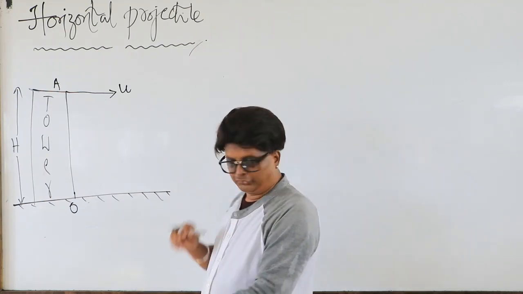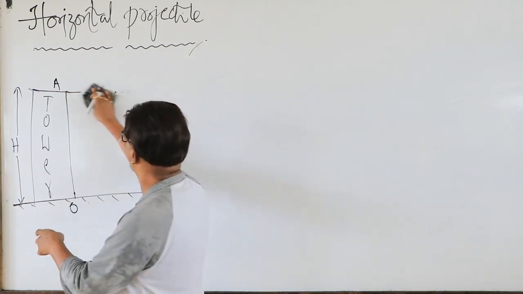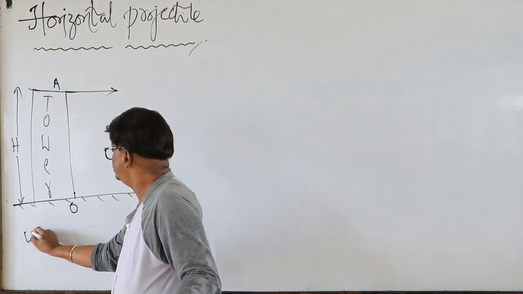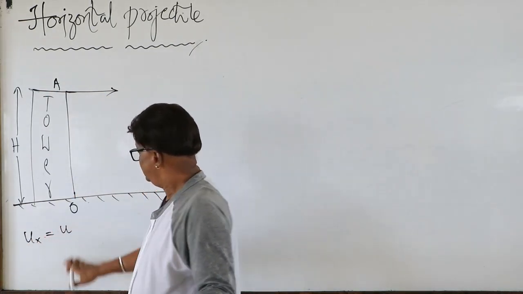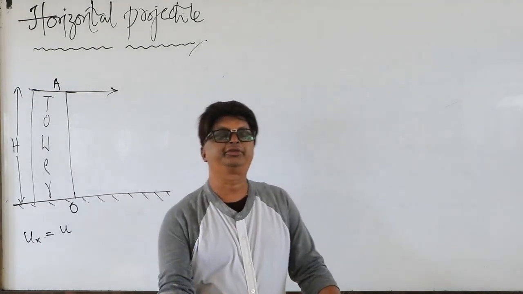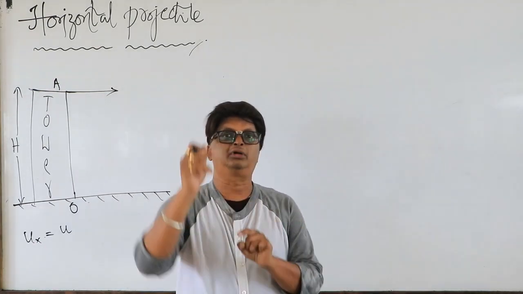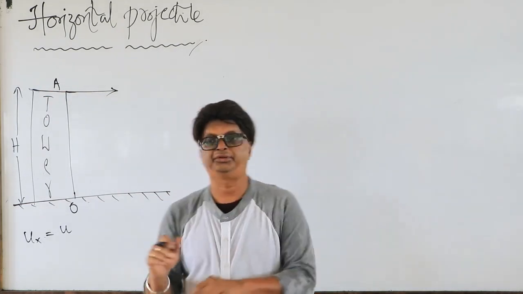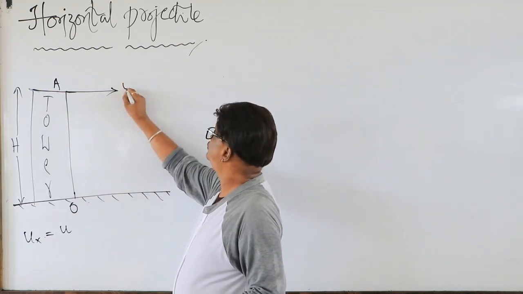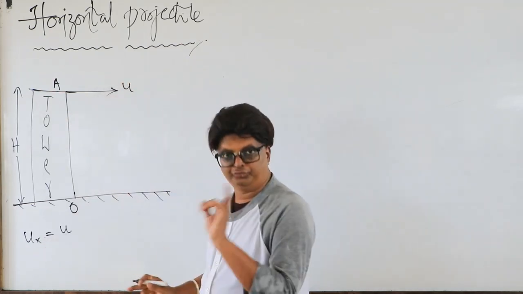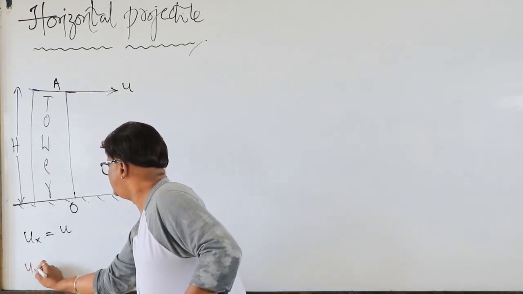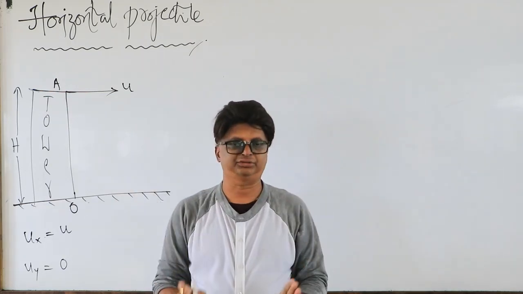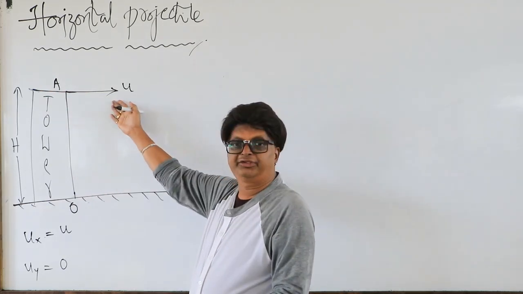Now, as I told you earlier, what do you expect for a body projected horizontally? Here, ux is equal to u, is it not? Earlier you said ux is equal to u cos theta, because u was at an angle theta with the horizontal, and hence the horizontal component was u cos theta. But here, u is completely horizontal. Therefore ux is equal to u, and hence uy is equal to 0. Initially there is no velocity in the vertical direction.